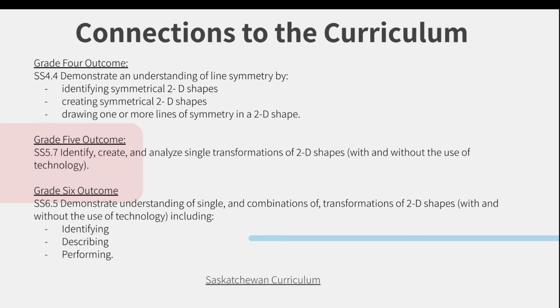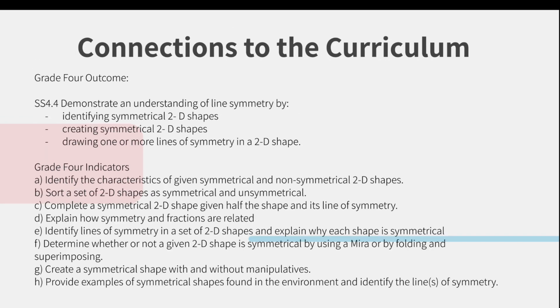We decided to focus on the grade 4 outcome as that is when it's first introduced by using the word symmetry in our curriculum. So if you take a look at SS 4.4, you can demonstrate an understanding of line of symmetry by identifying symmetrical 2D shapes, creating symmetrical 2D shapes, or drawing one or more lines of symmetry in a 2D shape. So if you're looking at those indicators, those all relate to one of those.